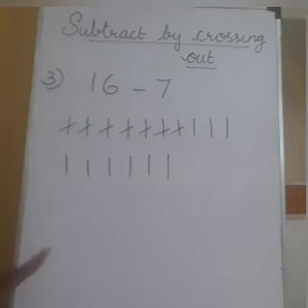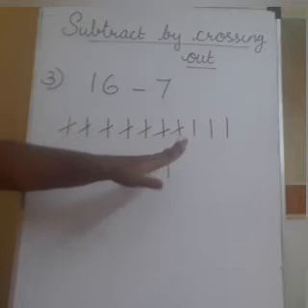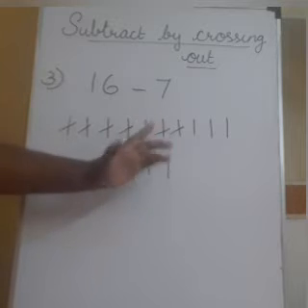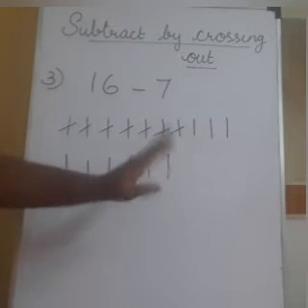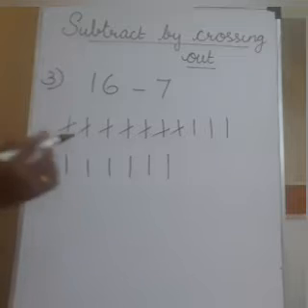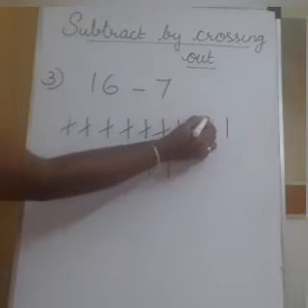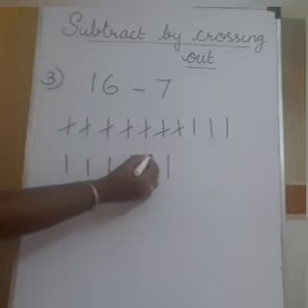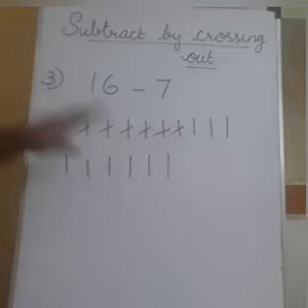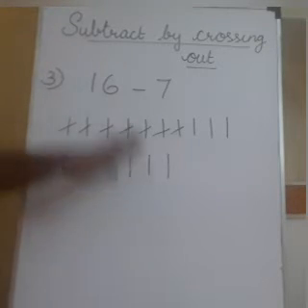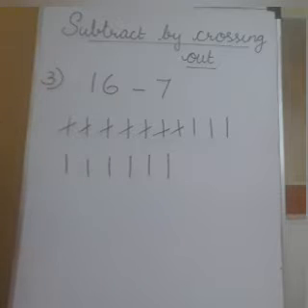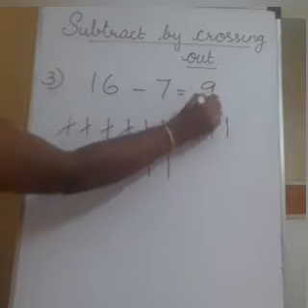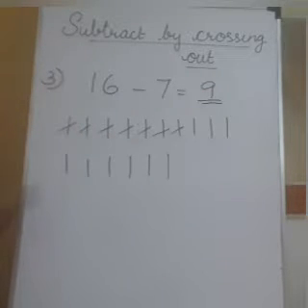We cut 7 lines. Then, what we can do? We can count the remaining lines. Come, let us count it together. 1, 2, 3, 4, 5, 6, 7, 8, 9. How many lines are remaining there? There are 9 lines. So we can say that 16 minus 7 equals 9.